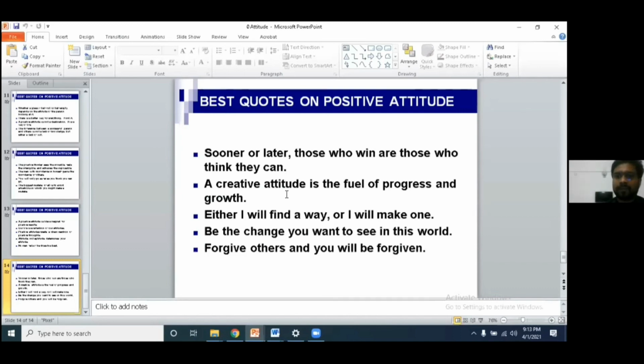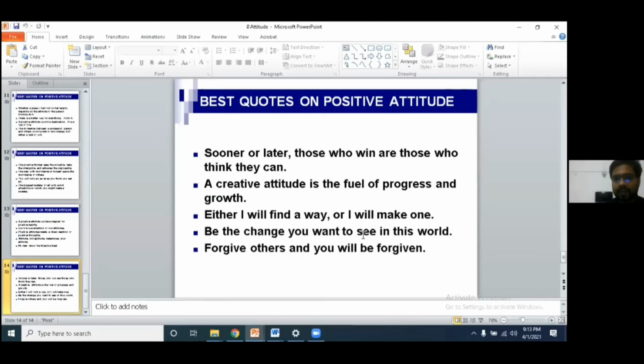But before starting the work, if you think that I can't do it, or I can't complete this task, before that you lose. Before starting the work, you lose. So always your attitude should be like that, I can do that. Sooner or later, you can win. A creative attitude is the fuel of progress and growth.